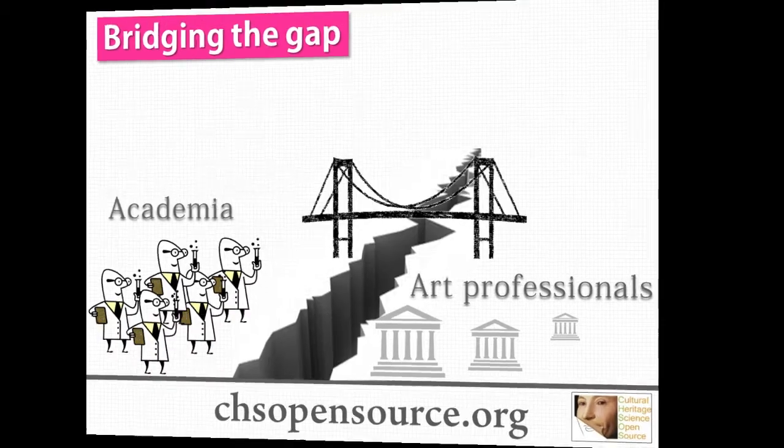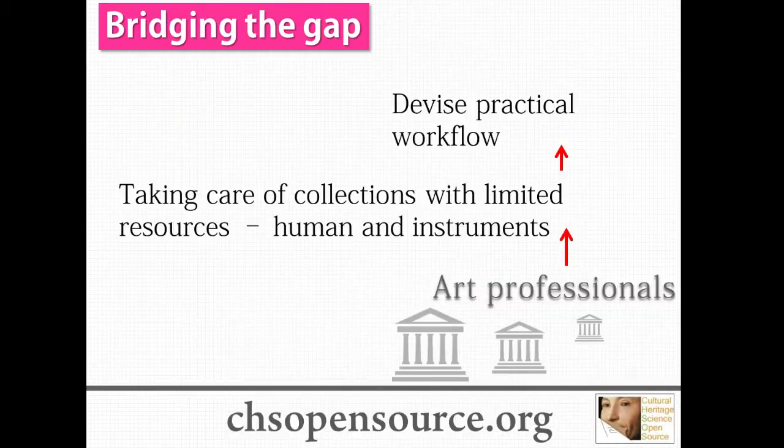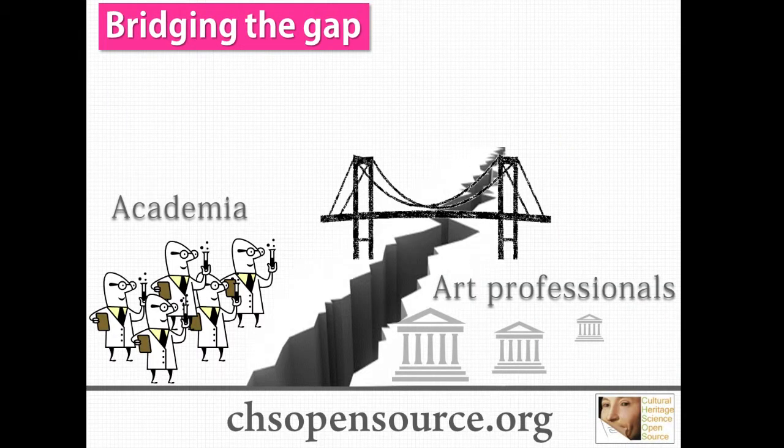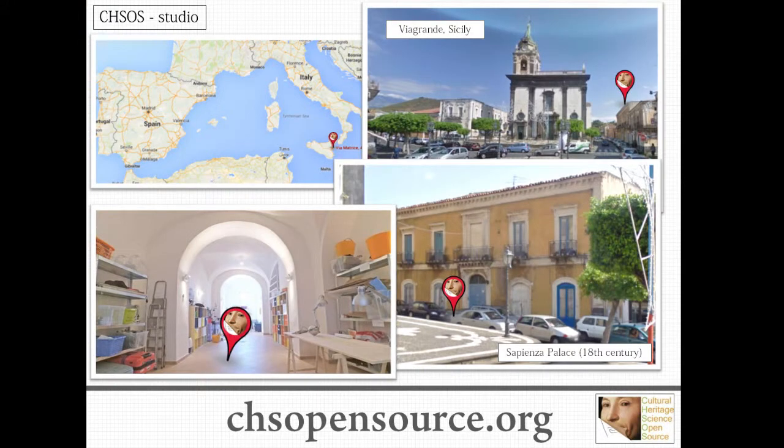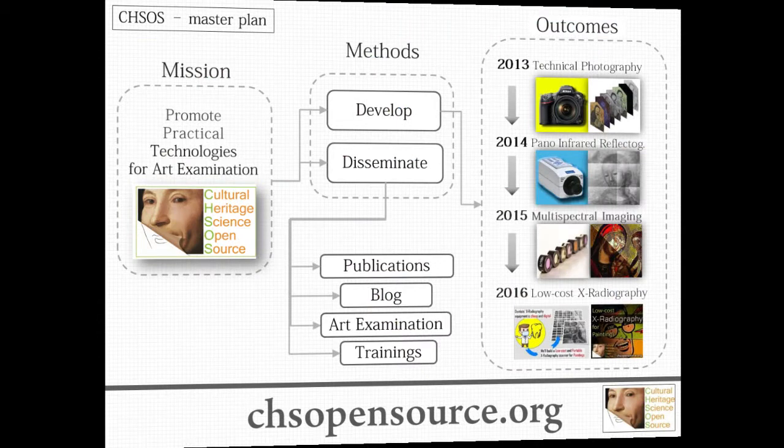And so basically, the Cultural Heritage Science Open Source Initiative wanted to bring some of this science, of this technology, into the art professional world. But these have to be practical methods. So this initiative is based in Italy, in a small village. This is my studio over there. And we have this master plan.